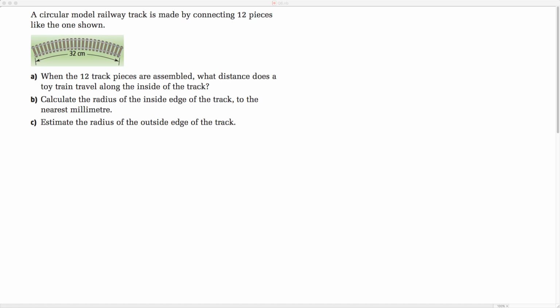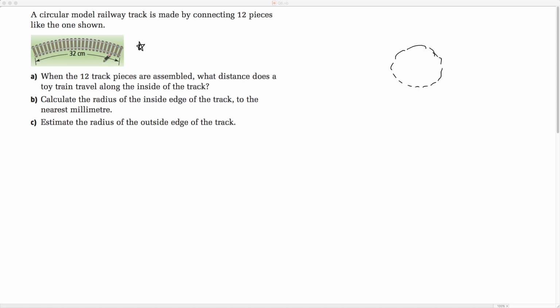In this question, we're given some information about a circular model railway track. We connect 12 pieces that are like the one that's shown here. The assumption being made in this problem is that if I add those 12 pieces, they will form a complete circle. So it's a circular model railway track. We have 12 pieces that look like this one.